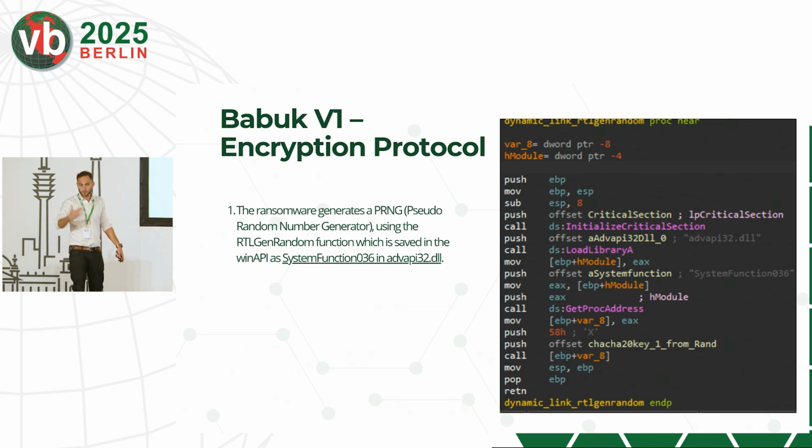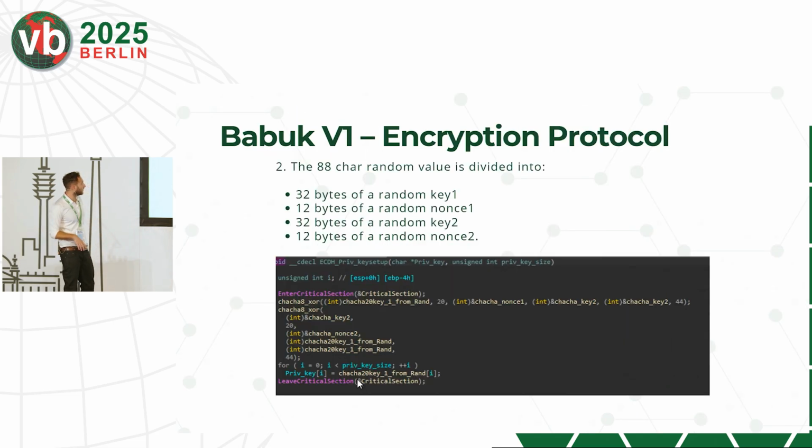It gets a buffer to store the generated value in, and it gets a number. That's the special part about this API: you can generate values according to the size you want. Here they use 0x58, which is 88 bytes, and store it in the buffer. The buffer is then divided into 4 different variables: 32, 12, 32, and 12. For those familiar with ChaCha, those are the exact sizes needed for the ChaCha key and the nonce.